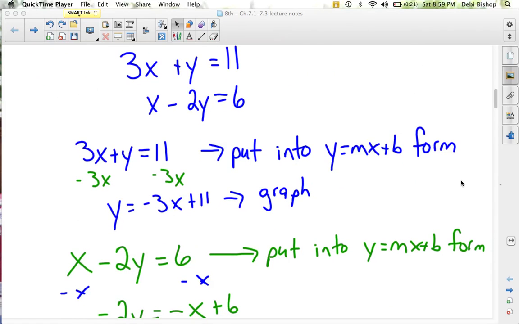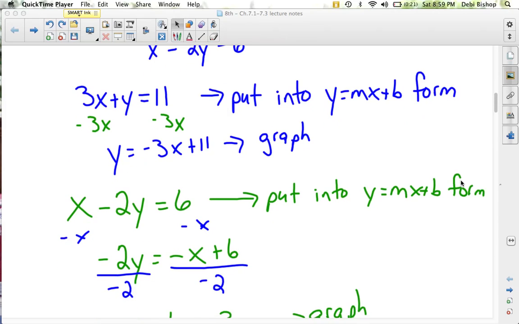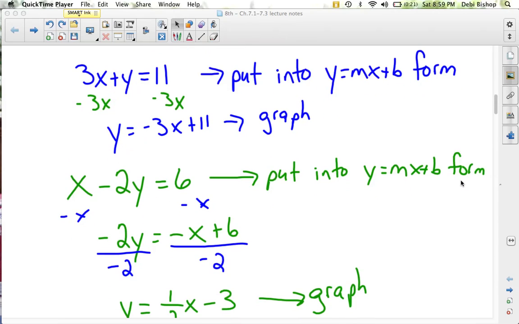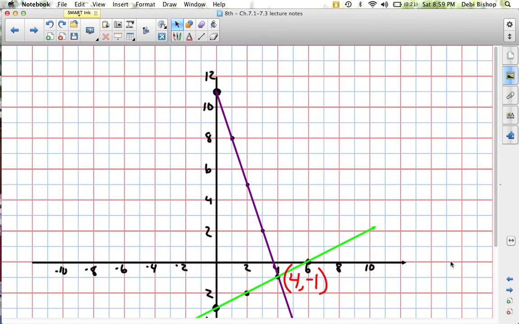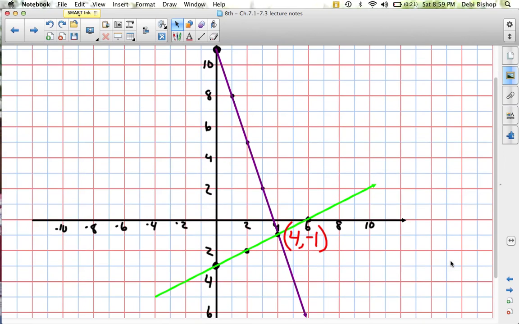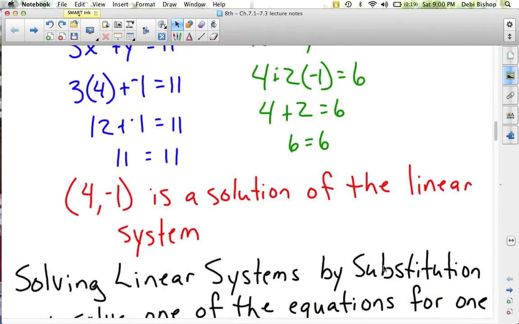Then you would do the same thing to the other equation, x minus 2y equals 6. If we put that into slope-intercept form, you get y equals 1/2 x minus 3. So you know that your y-intercept is negative 3 and your slope is 1/2, and you graph that. If we were to graph that, you can see right here both of our lines graphed, and the point of intersection is 4, negative 1. Then you would go back and plug in 4, negative 1 into each equation and see if it is a solution.